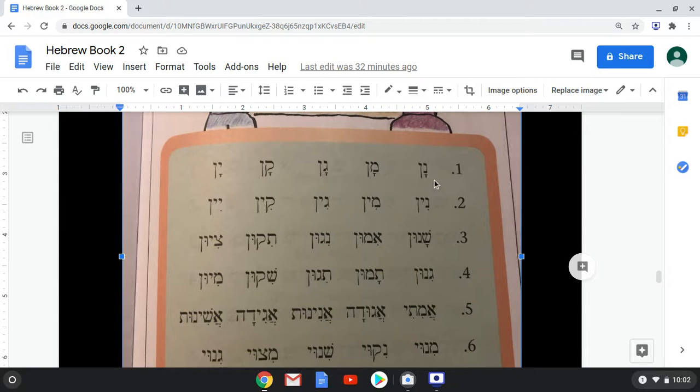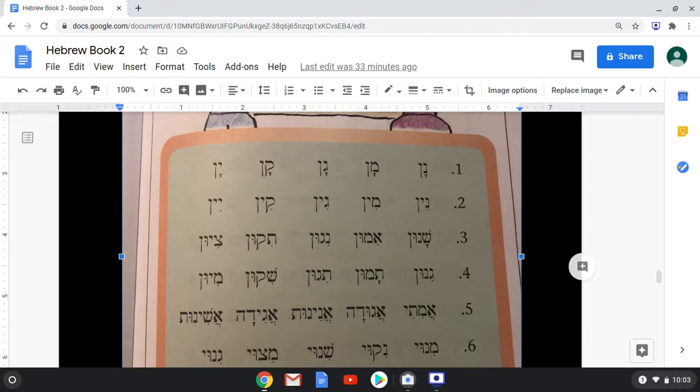Okay, 1. Nan, man, gan, kan, yan. 2. Okay, now we have the yud, but remember it's attached to the vowel before it, the nikud before it. Nin, min, gin, keen, yin.